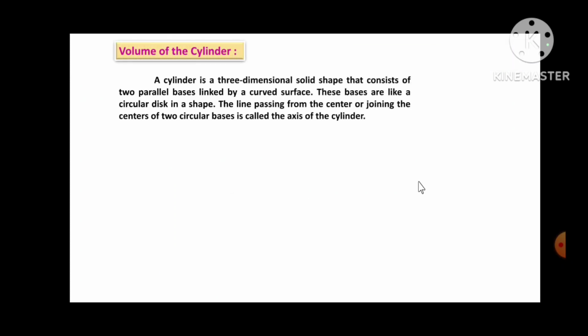Volume of the cylinder. A cylinder is a three-dimensional solid shape that consists of two parallel bases linked by a curved surface. You can see in the adjoining figure. These bases are like a circular disc in shape. The line joining the centers of the two circular bases is called the axis of the cylinder. You can see here, it is also the height of the cylinder.